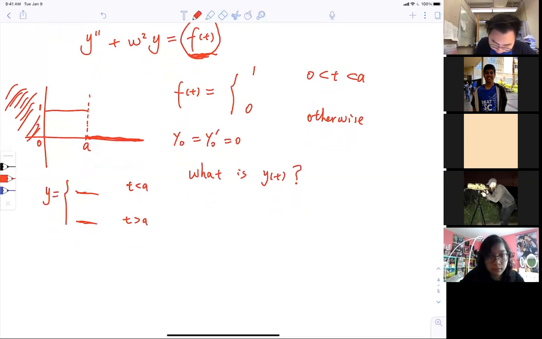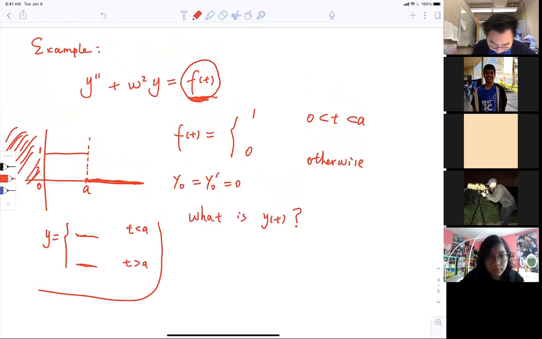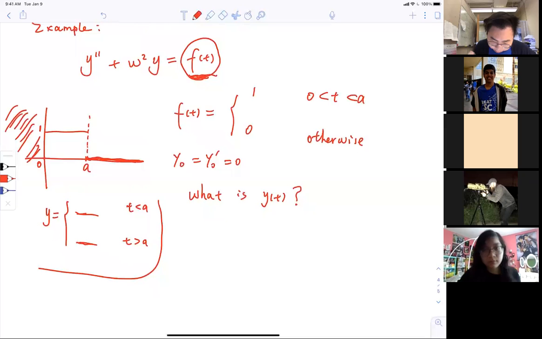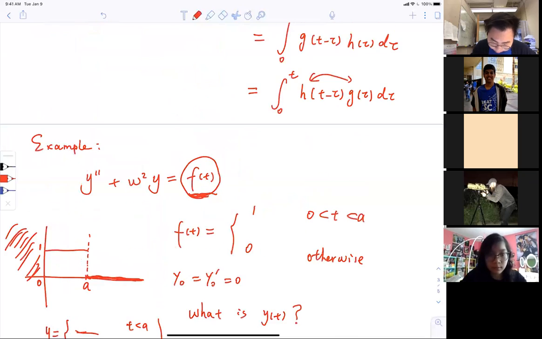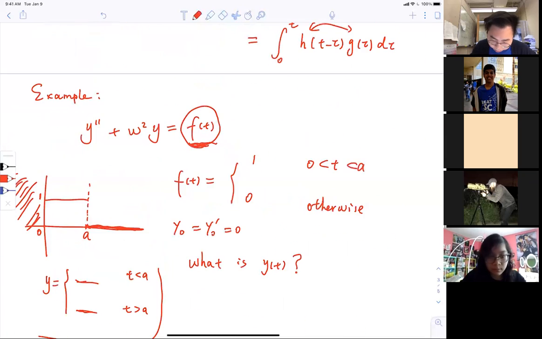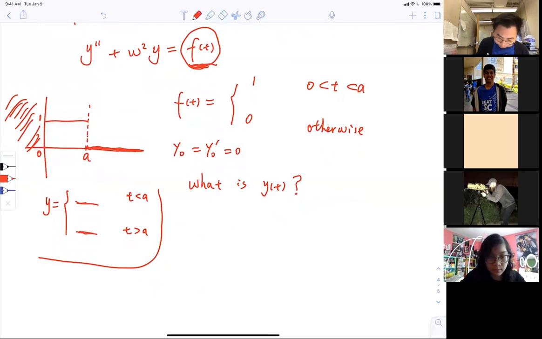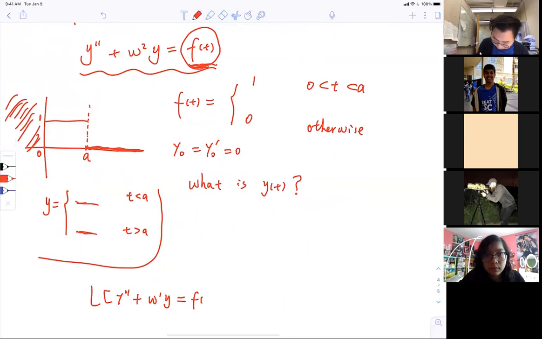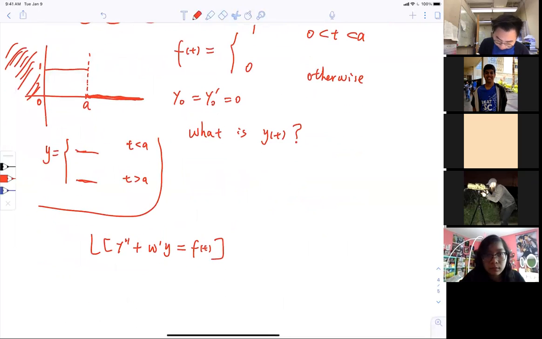Okay, so this is some basic analysis we did, and we have some intuition. Let's go and solve this differential equation using the Laplace transformation. So, we just apply the Laplace transformation to this equation, and I'll write all the steps for you.